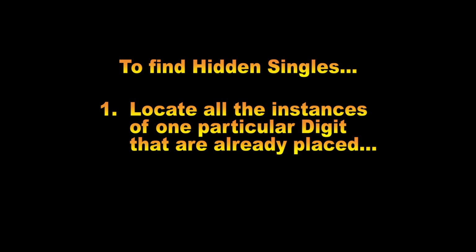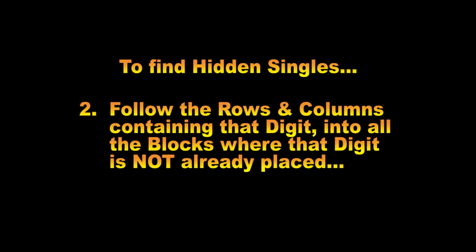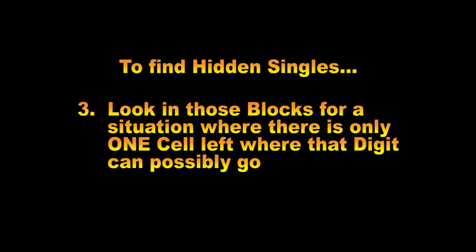A hidden single occurs when at first glance it looks like a cell has more than one possibility, but upon further inspection, it turns out that there is really only one possible candidate for that cell, which means you can solve it immediately. To find hidden singles, all you need to do is first locate all the instances of one particular digit that are already placed, and then follow the rows and columns containing that digit into all the blocks where that digit is not already placed, and then look in those blocks for a situation where there is only one cell left where that digit can possibly go because of various restrictions.